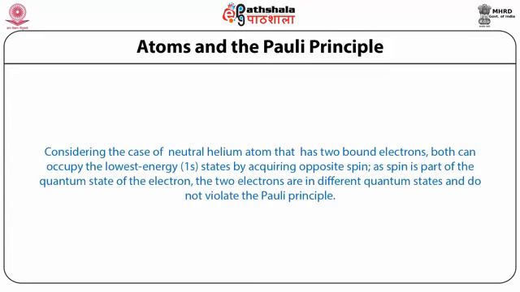Considering the case of the neutral helium atom that has two bound electrons, both can occupy the lowest energy state by acquiring opposite spin. As spin is part of the quantum state of the electron, the two electrons are in different quantum states and do not violate the Pauli principle.